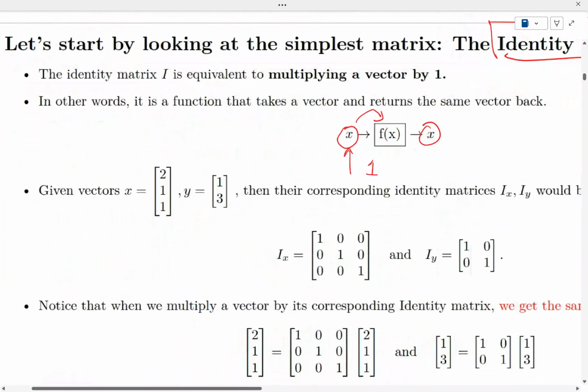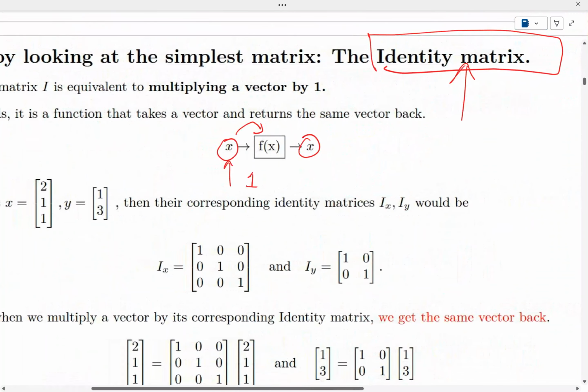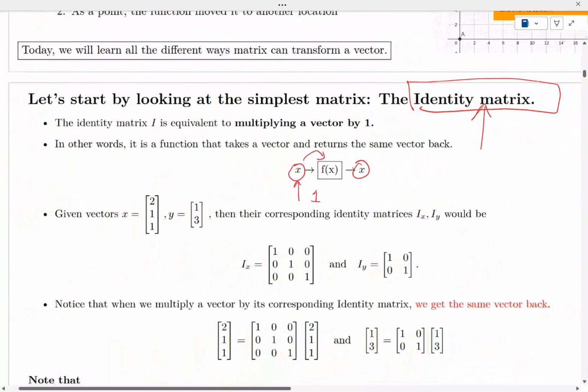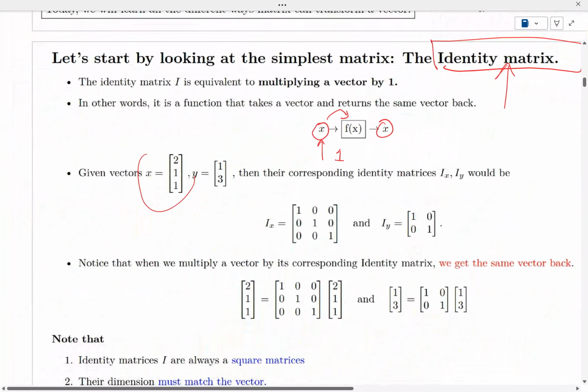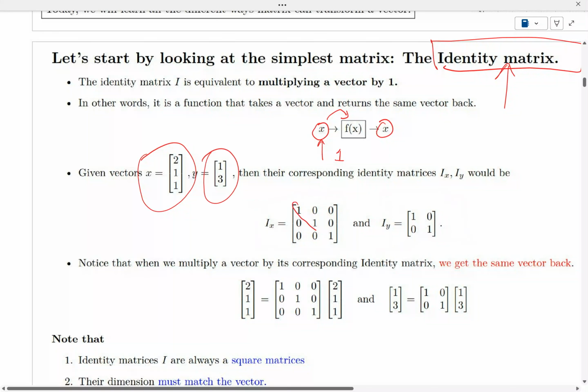The identity matrix depends on the size of the vector. The bigger the vector, the bigger the identity matrix. For example, let's say we have x. The identity matrix for x looks like this, and the identity matrix for y looks like this. Basically, the identity matrix has ones on the diagonal and zeros in the upper and lower triangles. It looks just like the RREF form that we want to achieve.